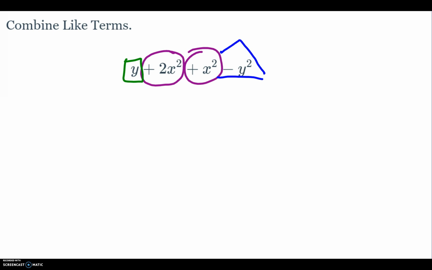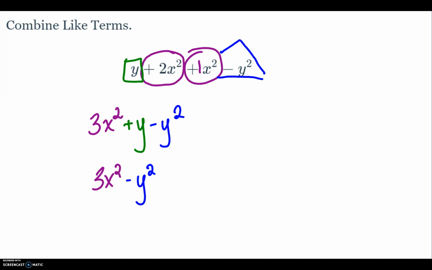I like to follow the alphabet and put the x's before the y's. So when I take 2x squared and I add it to x squared, there's that imaginary one. We only add the coefficients. So 3x, and we keep the exponent of 2. So 3x squared. Then I'm going to look at my y's: plus y, because I cannot combine it with anything, minus y squared. You can also write it like 3x squared minus y squared plus y.